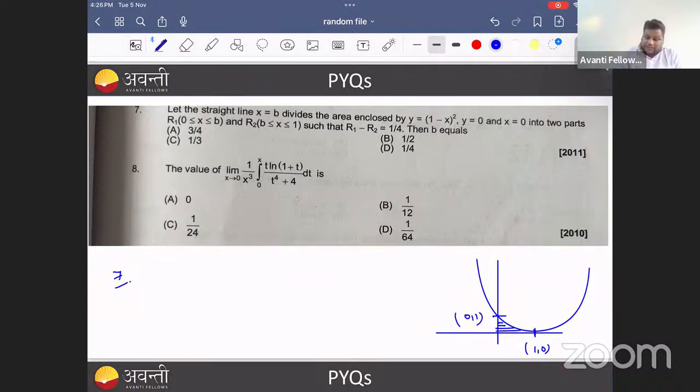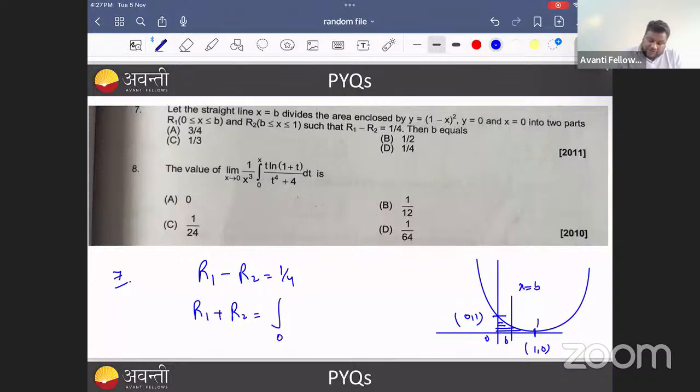Now there is a line x equal to b. This is dividing the area into two parts in such a way that R1 is for x lying between 0 to b and R2 for b to 1. R1 minus R2 is 1 by 4, given here.